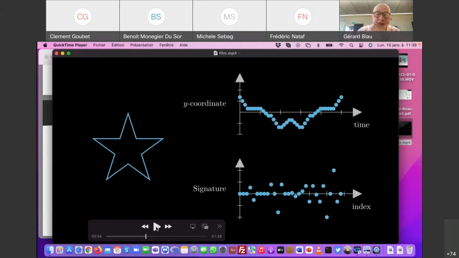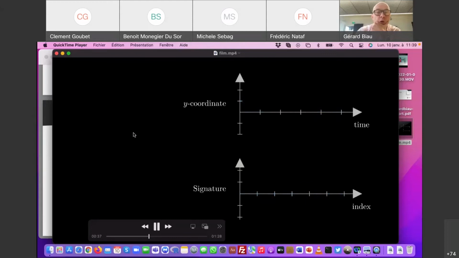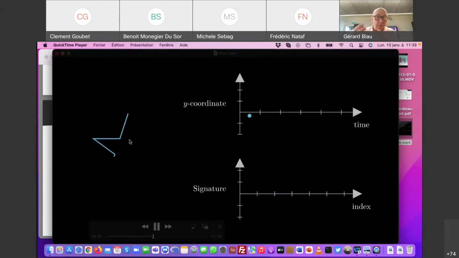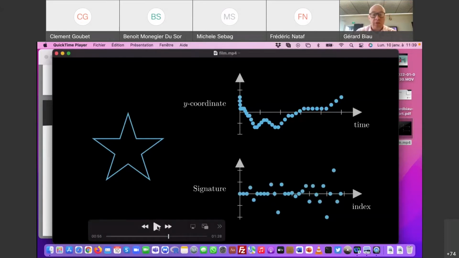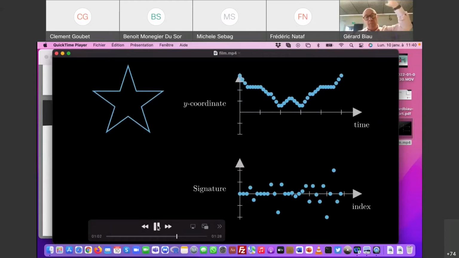And it's interesting because, of course, if you run over the star at different pace, for example, running very fast at the beginning and then very slowly at the end, then the y coordinate is going to be totally different. The signature is going to be insensitive to this change. If you take a reparameterization of your process, then it's invariant. Same thing if you make a translation of the star. If the star goes up, the y coordinate is going to change. The signature won't. And in fact, you can prove that up to reparameterizations and up to translations, the signature fully describes the original process.